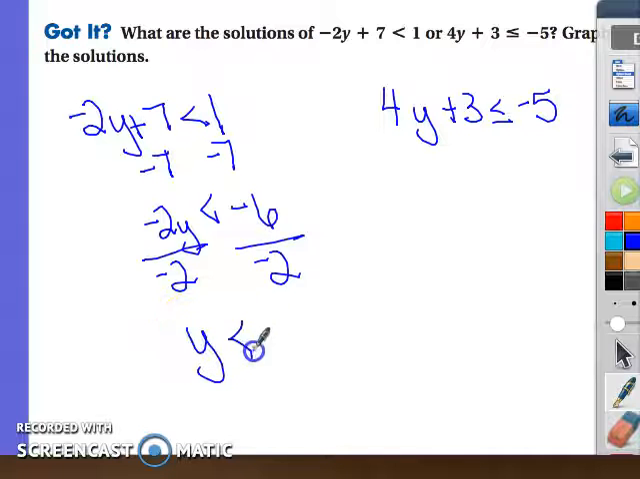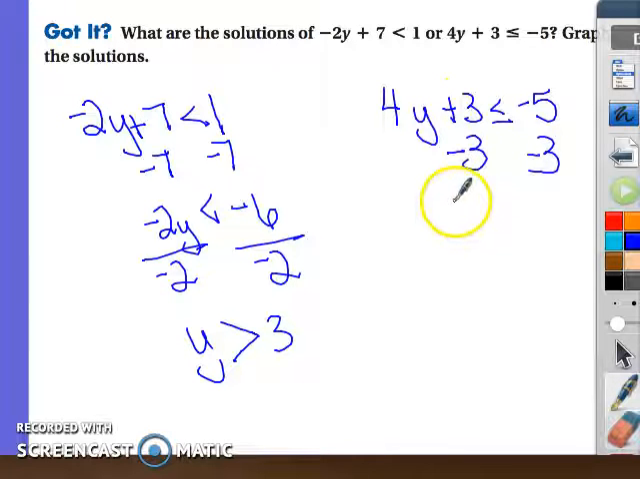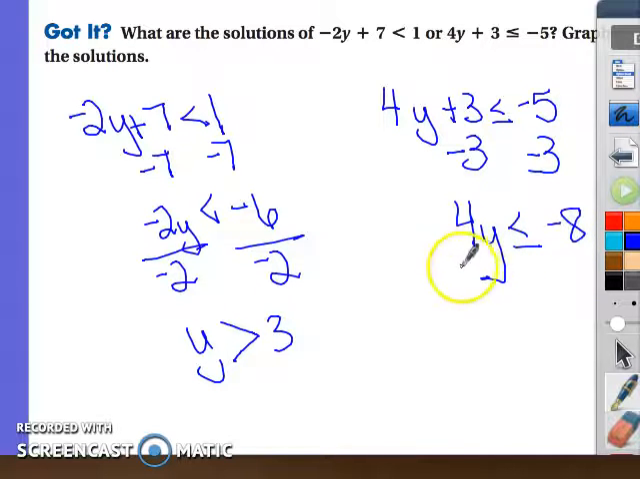I get y is greater than 3. One thing I always forget is that I'm dividing by a negative, so I need to change the direction of my sign. So it would go this way. Okay, here I'm going to subtract 3 first. So 4y is less than or equal to negative 8. Divide both sides by 4. So I get y is less than or equal to negative 2.